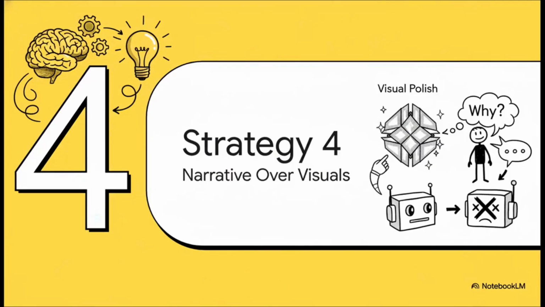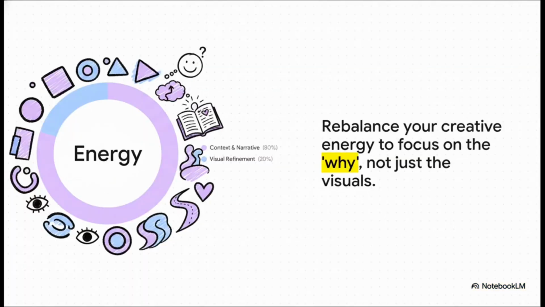And that unique thinking path leads us right into our fourth strategy, which is all about rebalancing where you spend your creative energy. Because AI is fantastic at visual polish, but it's absolutely terrible at answering one simple question: why? So check this out. This is a new split. Let the AI handle the heavy lifting on the visual refinement. That's just 20% of your energy now. The other 80%, that's for you. That's for building the context, the story, the philosophy behind the work. AI can't author a sentence like, "This curve references a specific childhood memory to reduce user anxiety." Only a human can do that. And that is where the real value is now.